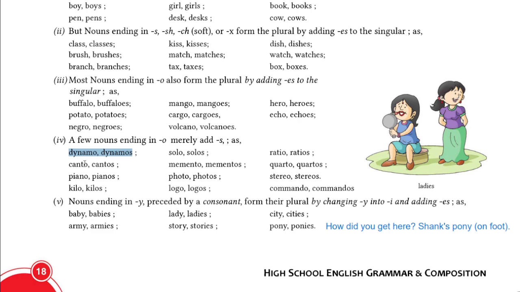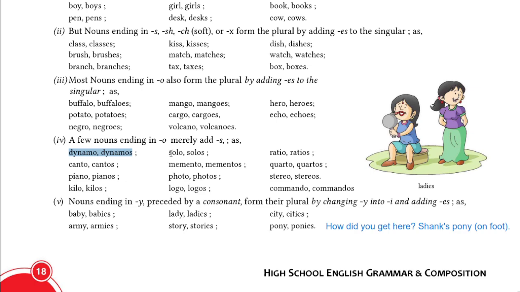Canto ends in o. It's a measurement. A long poem is divided into various sections, and each section is called a canto. So we would simply add s to form its plural, cantos. Piano. Piano is an instrument. It's a gadget. It ends in o, but we would simply add s to form its plural, pianos. Kilo. Kilo is a unit of measurement. It ends in o, but we would simply add s to form its plural, kilos.